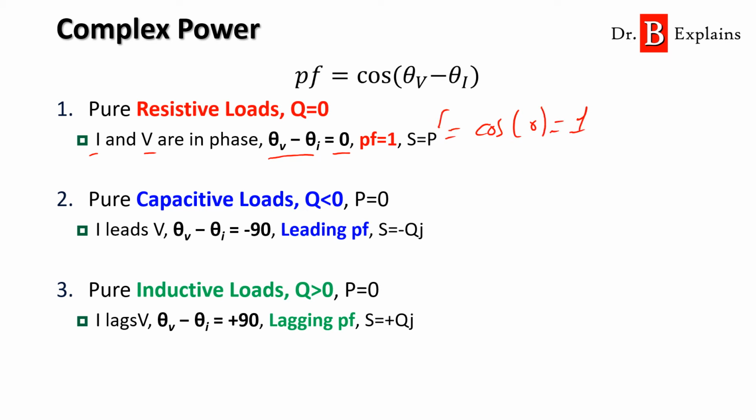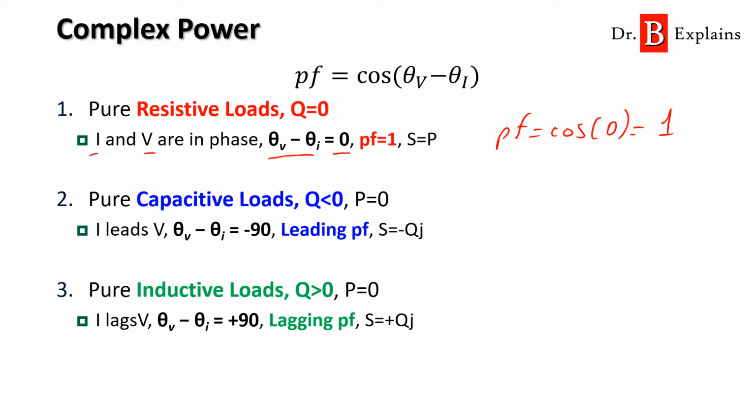Let me do this properly. So we have the PF is equal to the cosine of the angle, which is 0, and so we get a 1. And that means that S is equal to just P, so we don't have Q's.